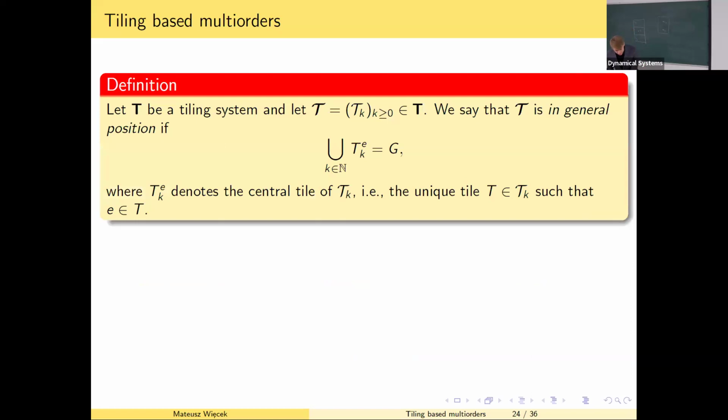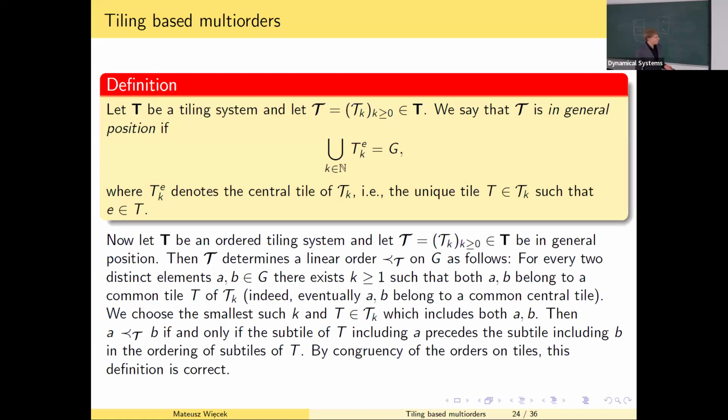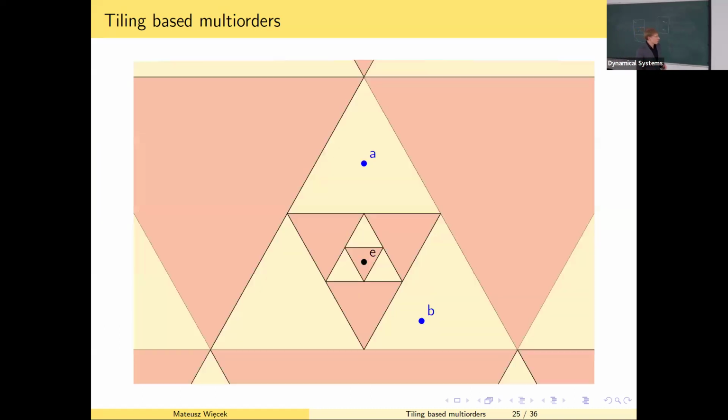So we have to restrict ourselves to a specific sequence of tilings, and we call them tilings which are in general position. And this means that the sequence of tilings is in general position if the union of the center tiles, so the tiles which contain the unit, grows to the whole group. Yeah, so eventually we cover the whole group. Why do we want this? Well, because I will show how to establish the relation between any two elements, A and B, and I will use an example.